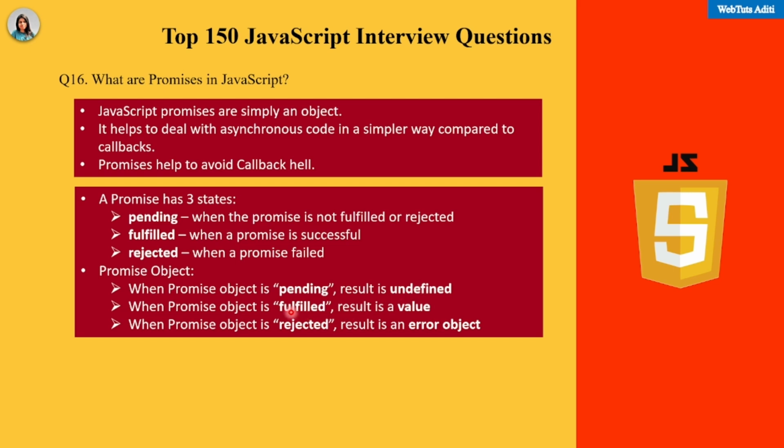Okay, now see over here, when the state is pending, the callback function returns undefined. Okay, and when the state is fulfilled, it returns a value. If the function is executed correctly, then it will return false or true or any other value. Okay, it will return some value, and when it is rejected, it will return an error object.